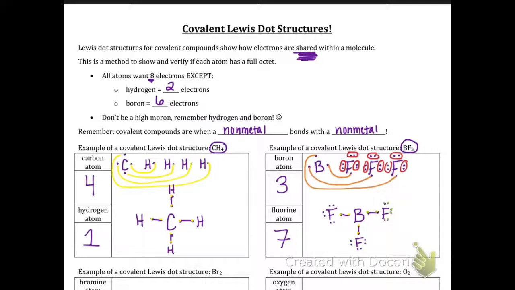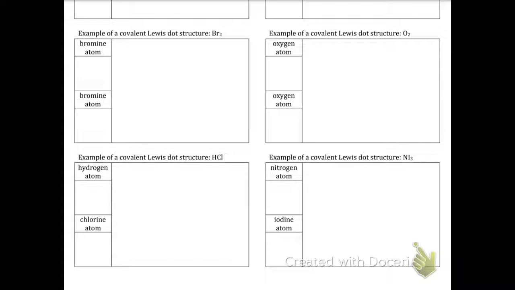Okay, so let's do more here. Here is Br2, bromine bonded to another bromine. Bromine's in the 7th column. 7th column, there are 2 of them, so I'm going to draw them. Bromine has 1, 2, 3, 4, 5, 6, 7.